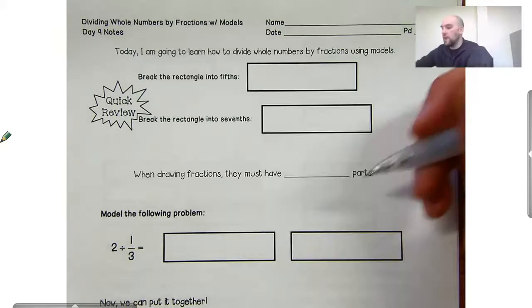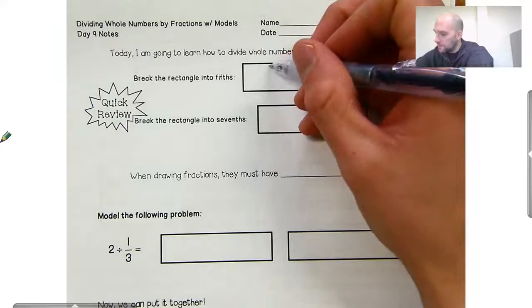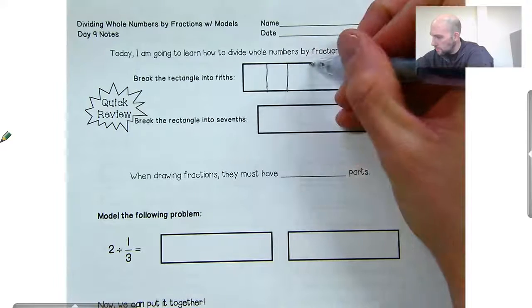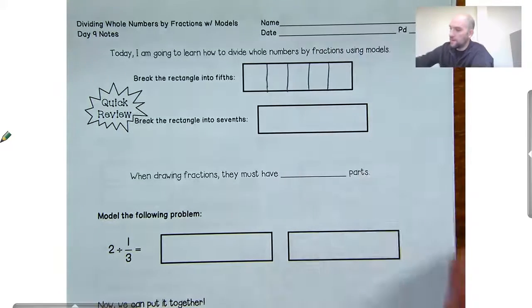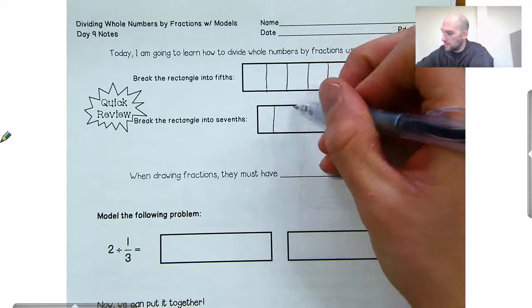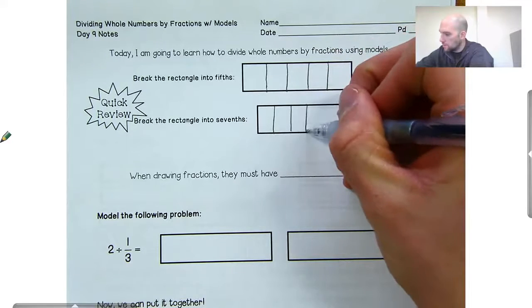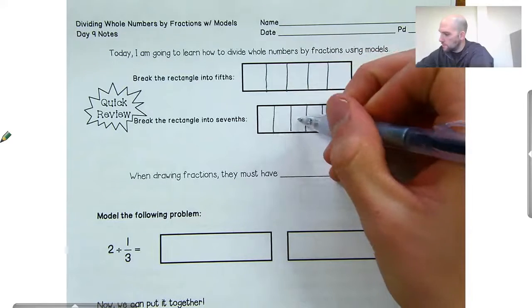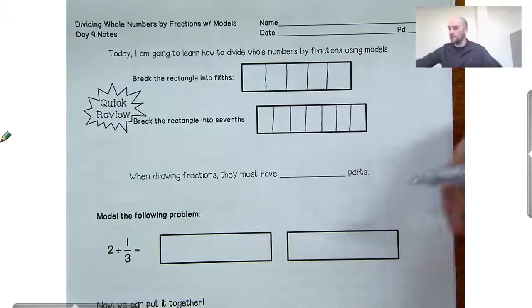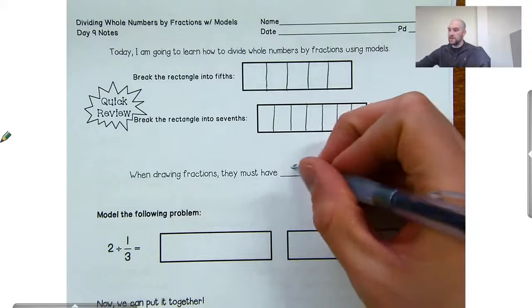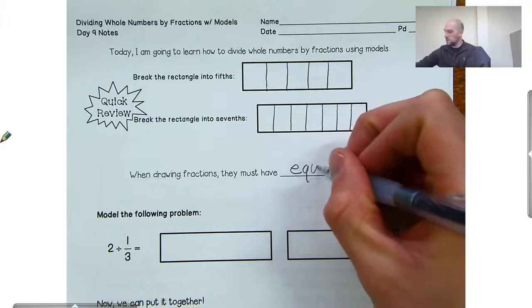In our quick review, it asks us to break the rectangle into fifths. We need 4 lines to break into fifths. 1, 2, 3, 4. And then we have fifths. We need to break this one into sevenths, so we'll need 6 lines. And we may have 1, 2, 3, 4, 5, 6, 7 parts. So we broke that one into sevenths. When drawing fractions, they must have equal parts.